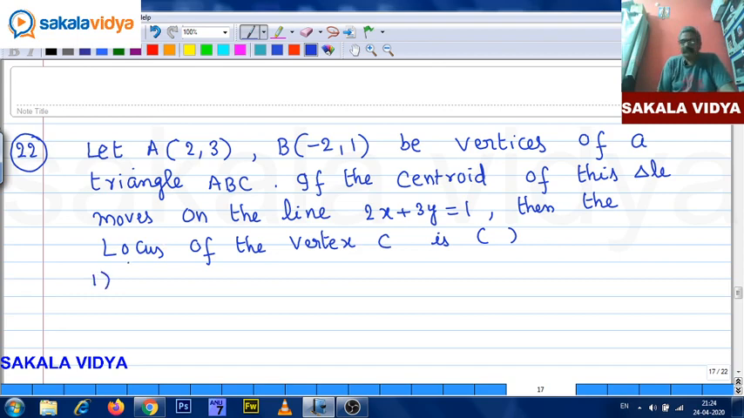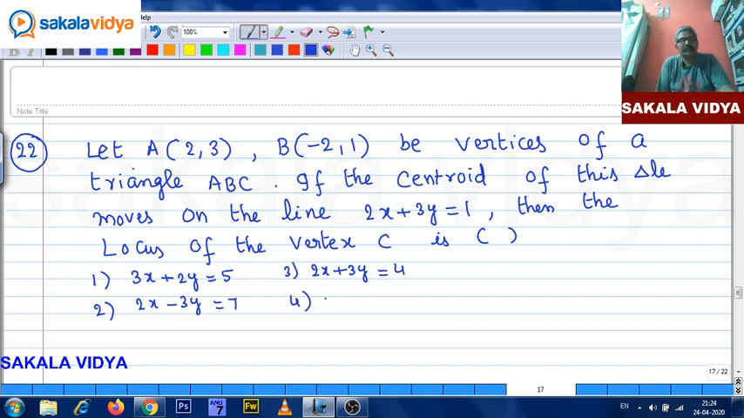First option 3x plus 2y equal to 5. Second option 2x minus 3y equals 7. Third option 2x plus 3y equals 4. Fourth option 2x plus 3y equals 9. So, this is somewhat different from the previous problem.